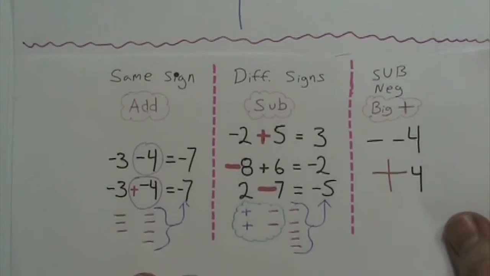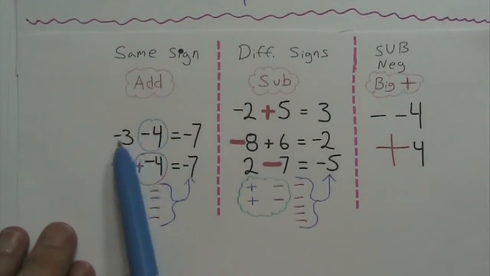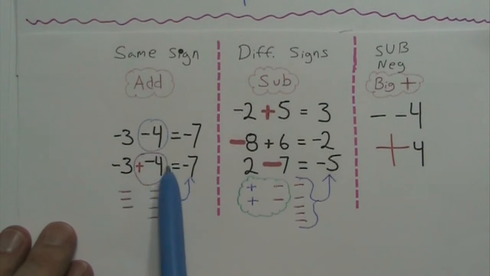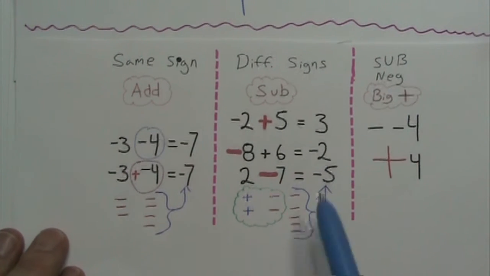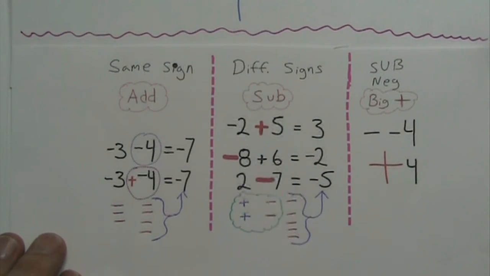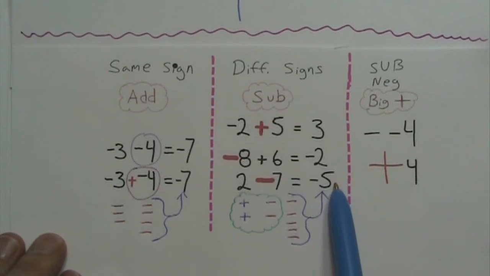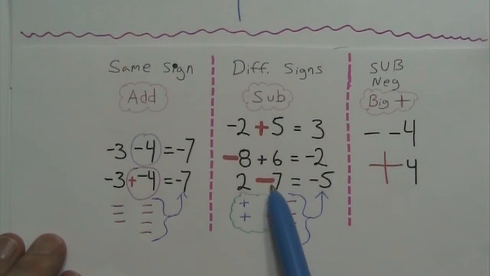If we're just adding and subtracting, and they are the same sign, then you simply add the numbers up. So negative 3 and negative 4 is 7 negatives, negative 7. If they're different, subtract them. 7 negatives and 2 positives makes negative 5. 7 take away 2 is 5, and there's more negative.